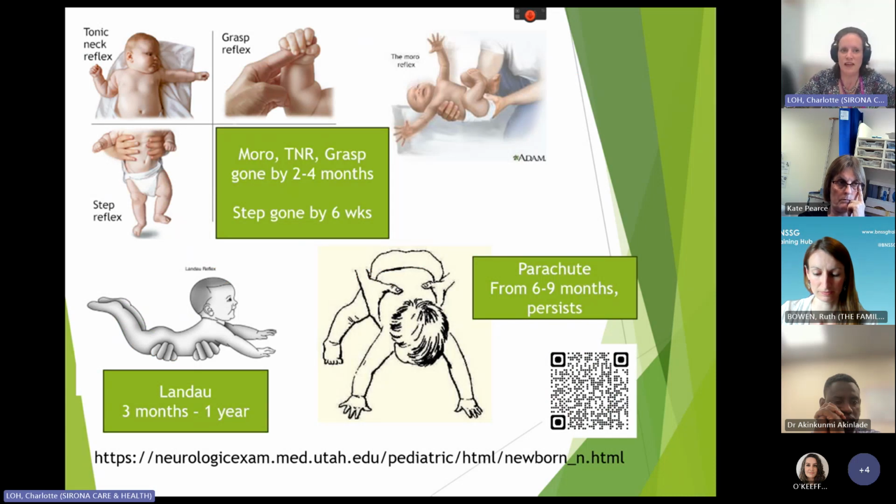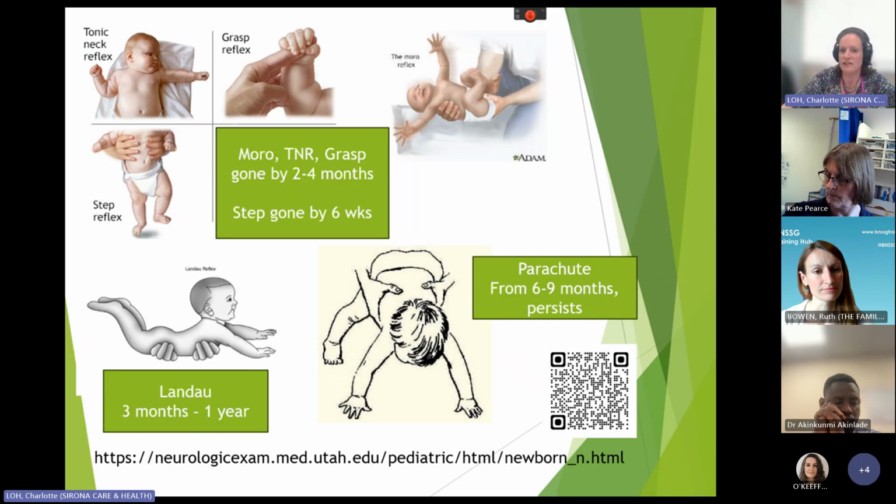And a quick thing about reflexes. So primitive reflexes, the Moro, the tonic neck reflex and the grasp reflex have all gone between 2 and 4 months. So if you've got a child in which that persists, then that's a concern. The step reflex is usually gone by 6 weeks. So your 6-week check, I guess the step reflex is about gone. And the Moro reflex, you want to know, is it symmetrical or asymmetrical as well. So just having an idea of what's the norm for reflexes is helpful.